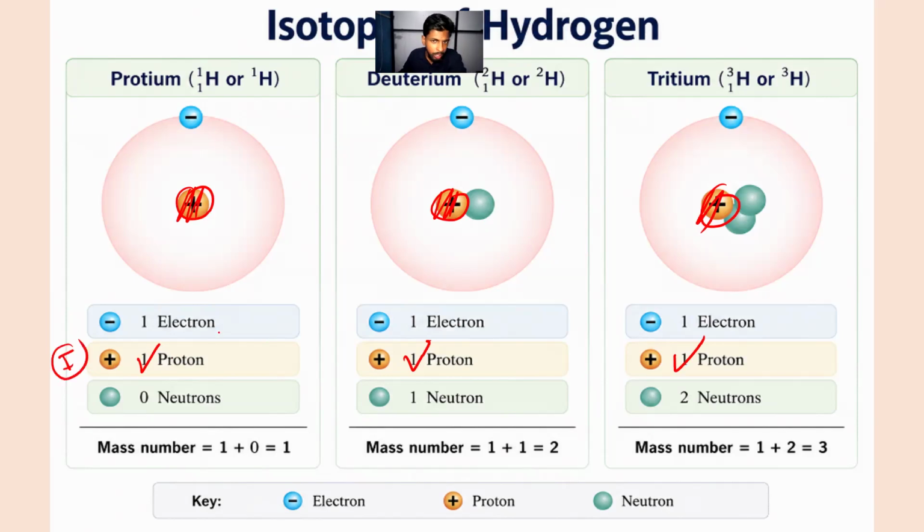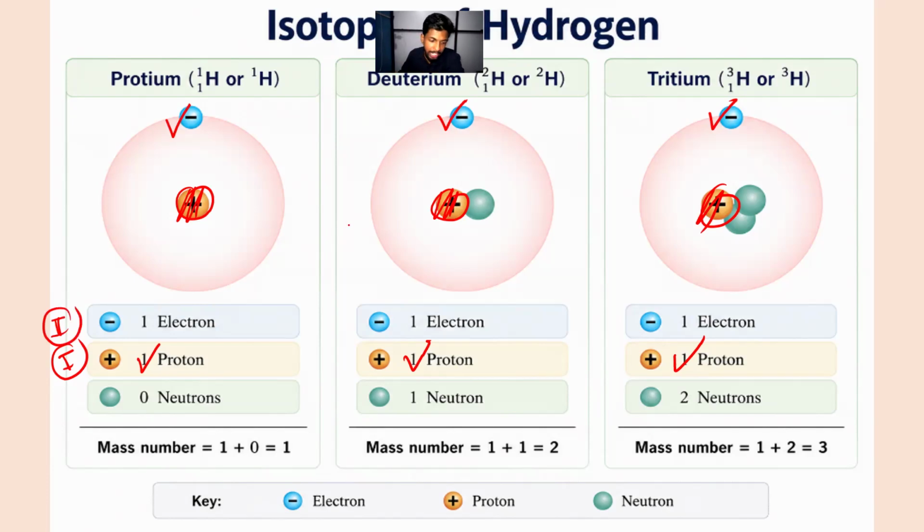The second thing that you want to learn: here they have one proton, same like that. They have one electron each, shown in blue color. So the second thing that you want to know is that they have the same number of protons and the same number of electrons.